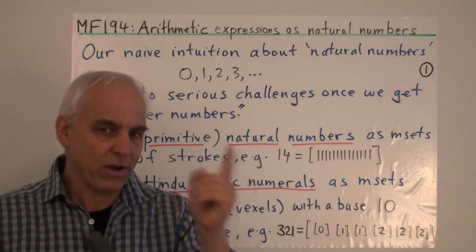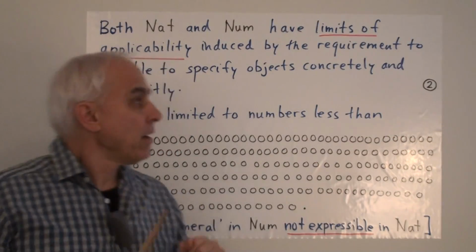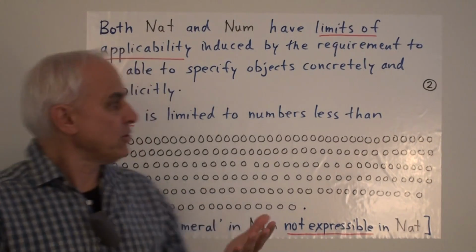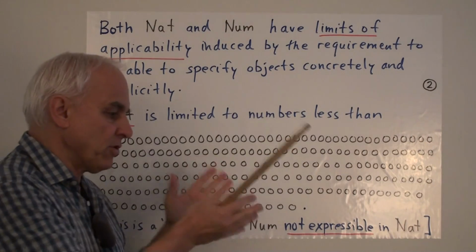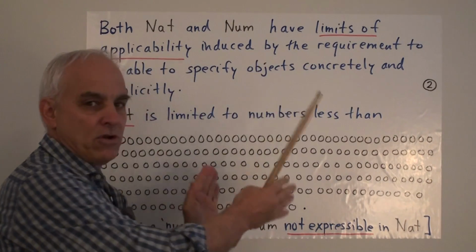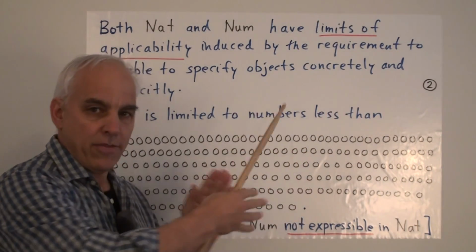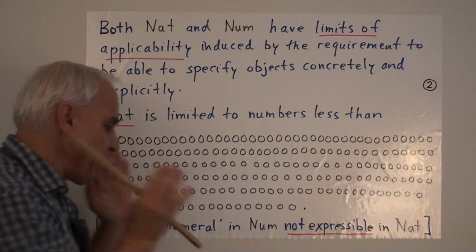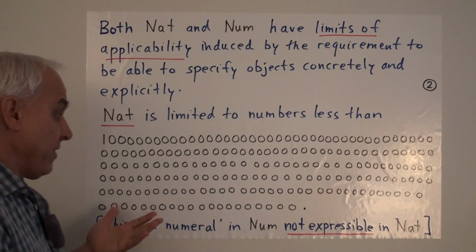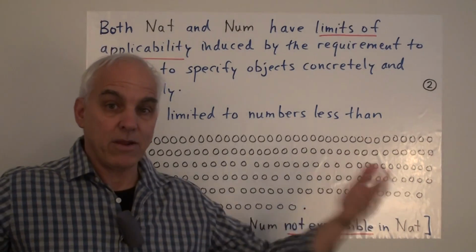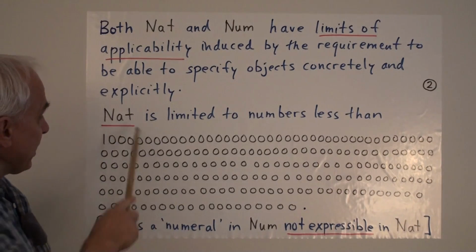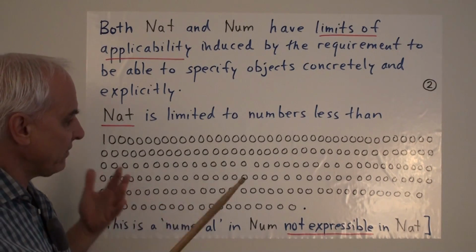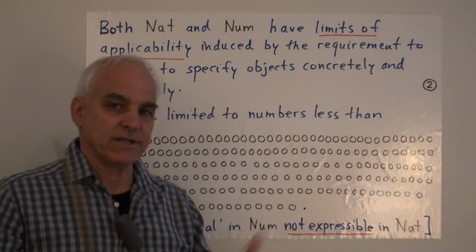But now we want to think about going a little bit further. And the reason for that is that both nat and num have limits of applicability, which are naturally induced by the requirement that in order to express one of these numbers, we want to be able to write it down completely and clearly on a page or on our hard drive or whatever we're talking about. So we want to be able to specify these things precisely, and therefore there are natural limits on how big we can express numbers. So in particular, we've seen that, very roughly speaking, the primitive natural numbers are effectively limited in some sense by the rough size of the universe.